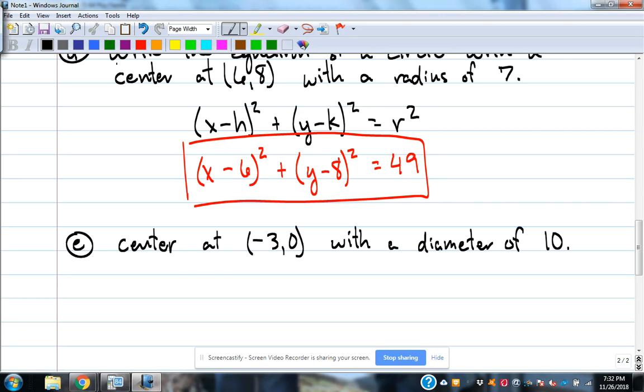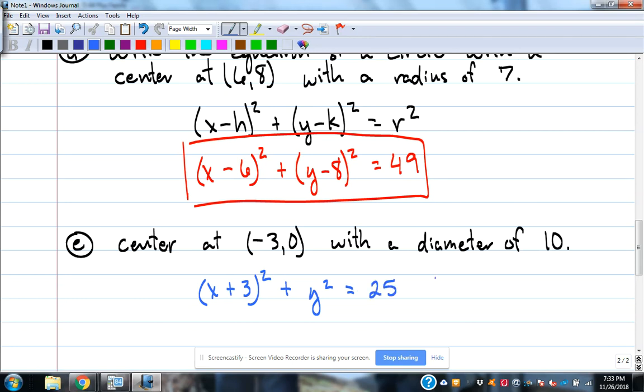So what's the equation? x plus 3 squared plus y squared is equal to, no, close, 25 and not 100.